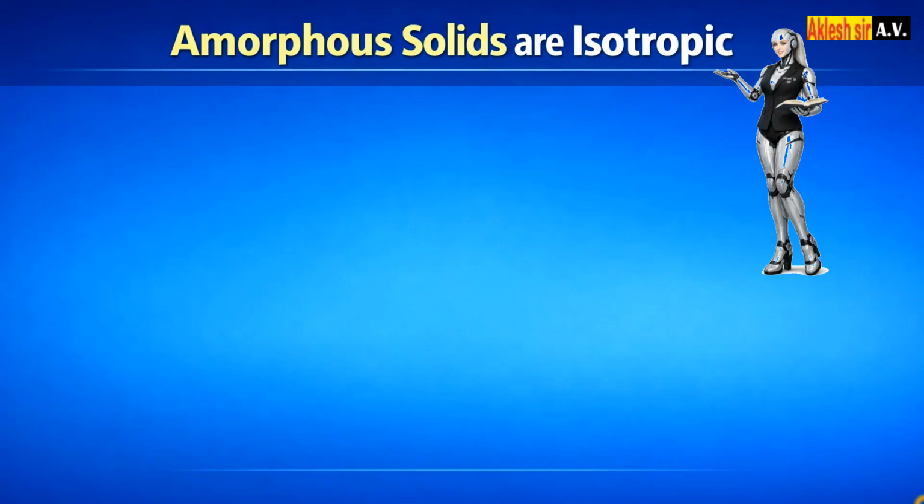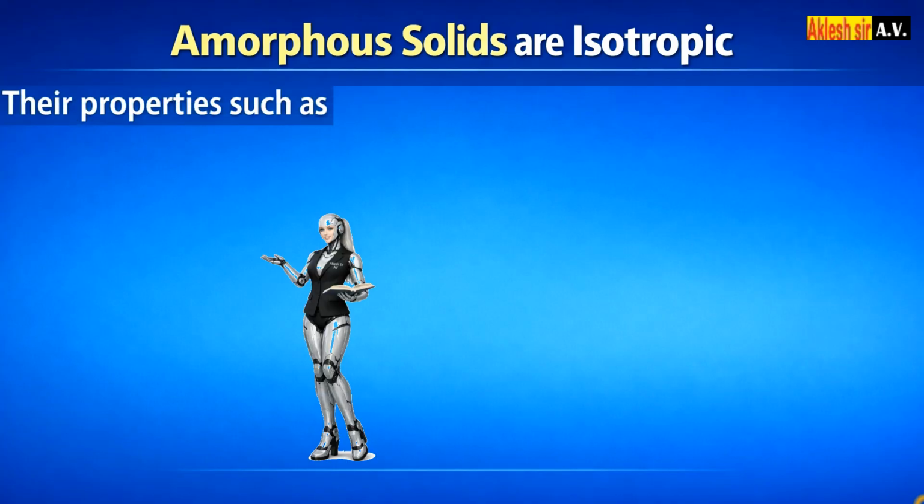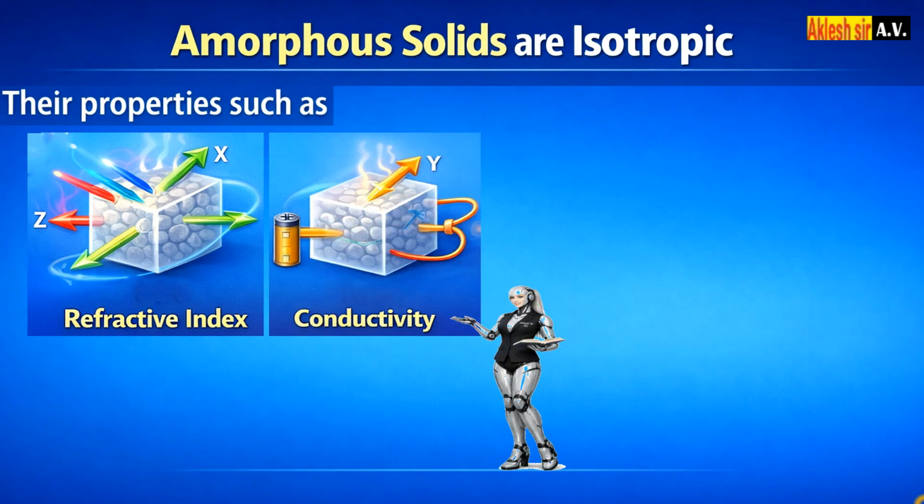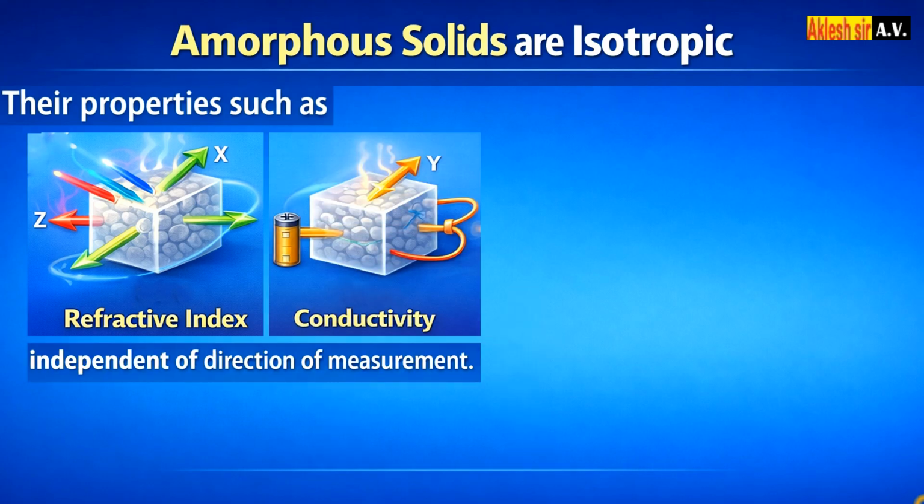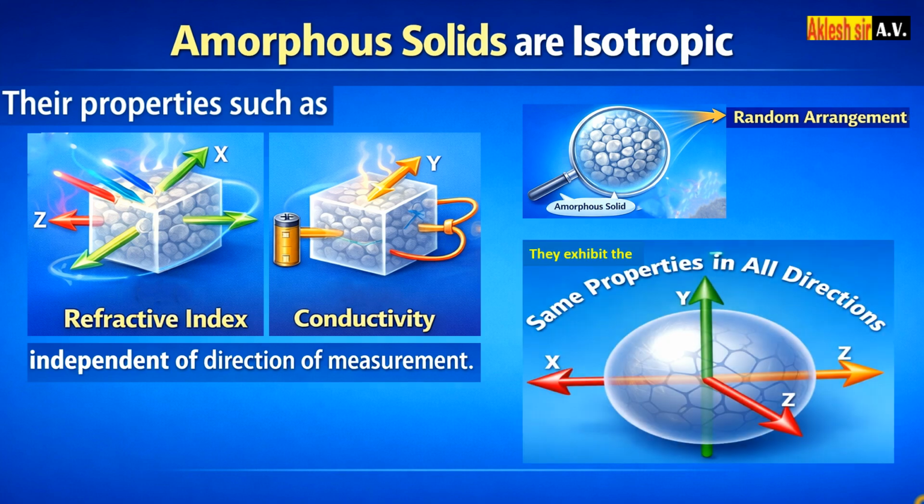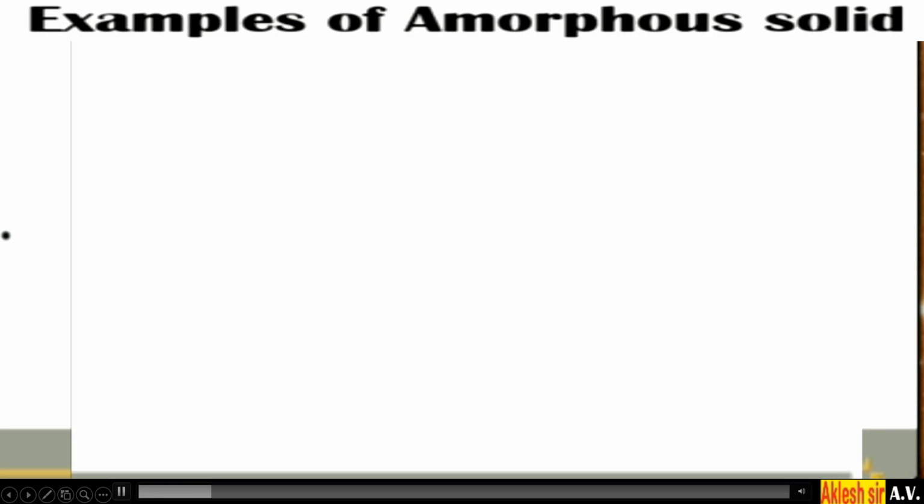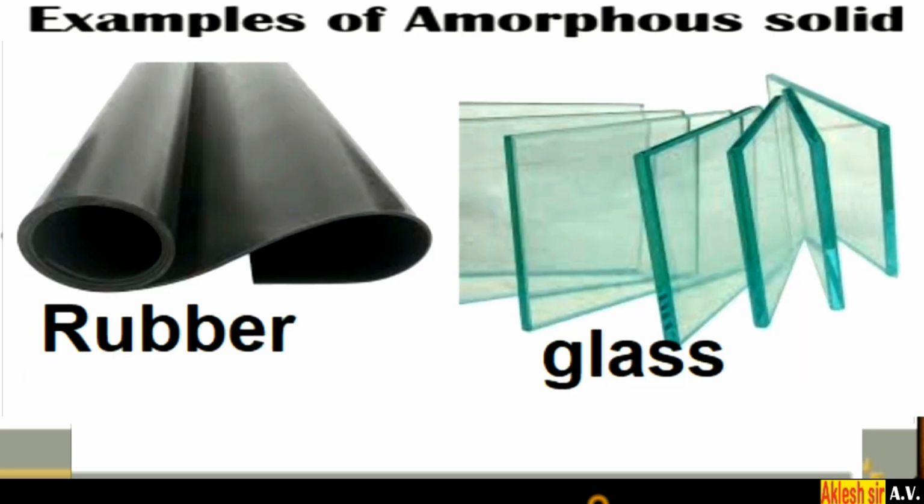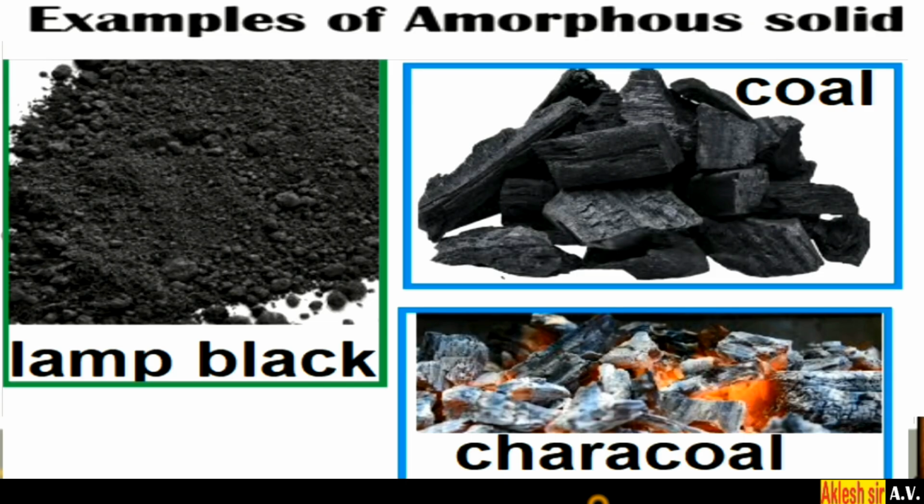Amorphous solids are isotropic. Their properties, such as refractive index and conductivity, are all independent of the direction of measurement. Since amorphous solids are randomly oriented, they exhibit the same property in every direction. Examples are tar, plastic, rubber, glass, lamp black, coke, charcoal, etc.